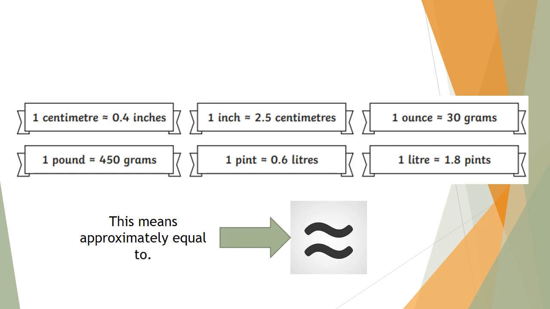Okay, so 1 ounce is actually equal to 28 grams and a number of numbers after the decimal. But we round that up to 30 grams to make it a lot easier for us to convert. So it's approximately equal to.